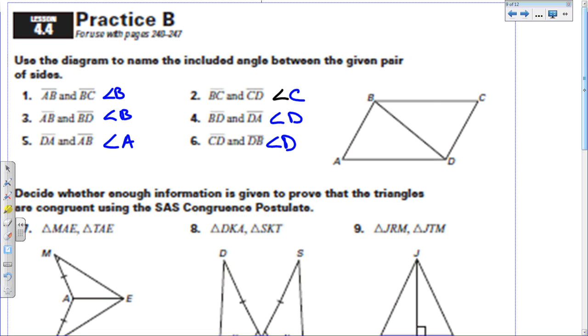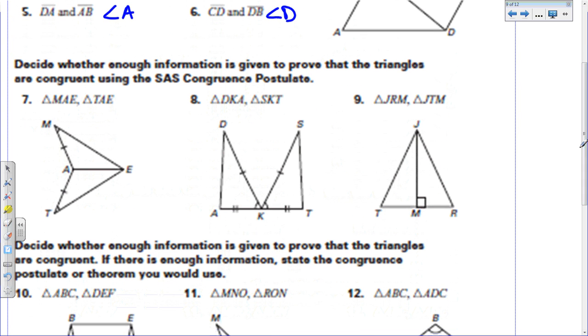If you miss those ones, I don't know how to help. I'm giving up. Alright, decide whether enough information is given to prove that the triangles are congruent using side, angle, side. Here we have an angle, a side, and then we're going to have this side congruent to itself because it is reflexive. So we got ASS, enough said, no. Next, we have side, an angle, and a side, and that is congruent to a side, an angle, and a side. So that would be yes.